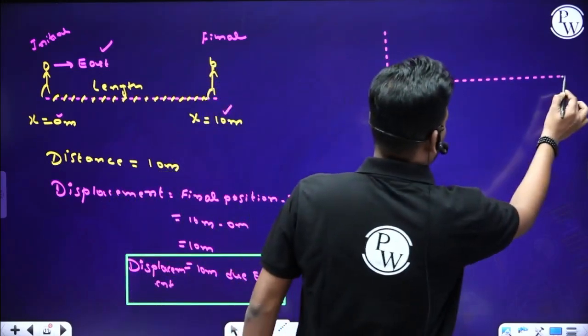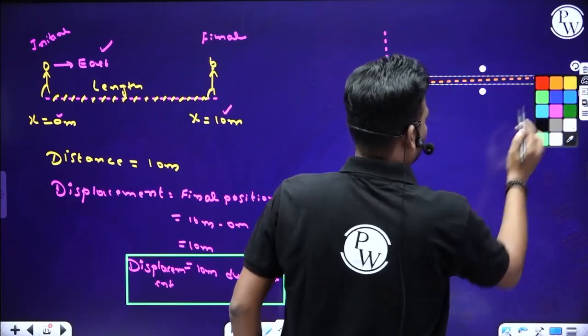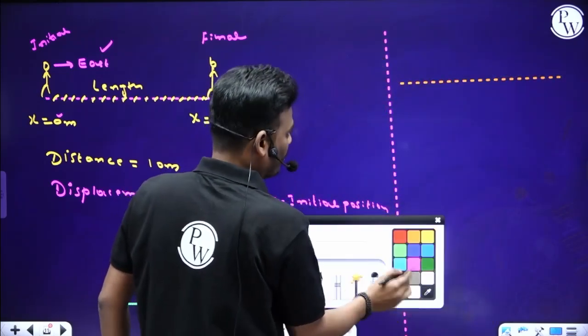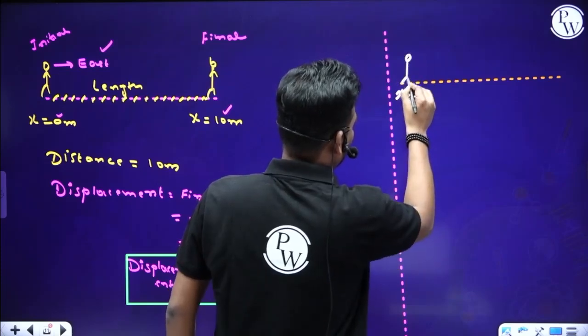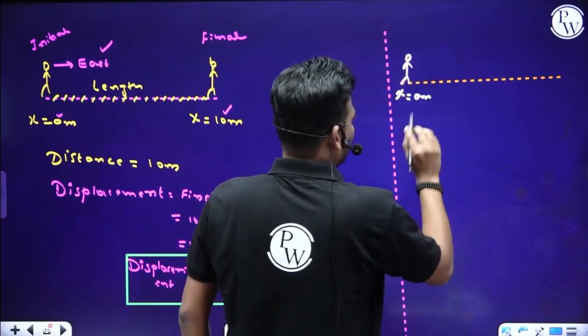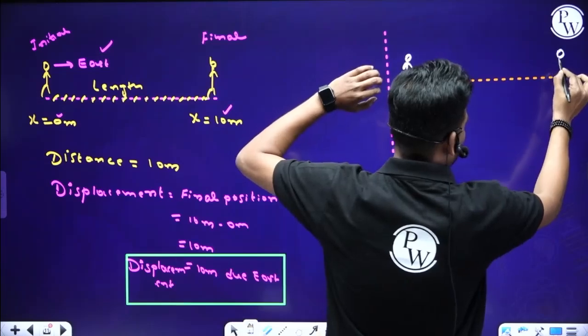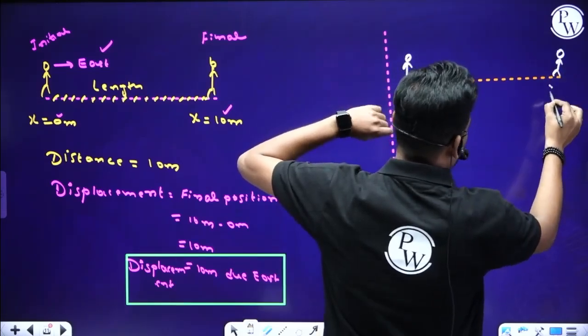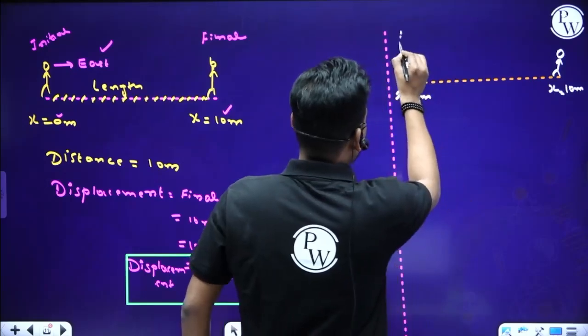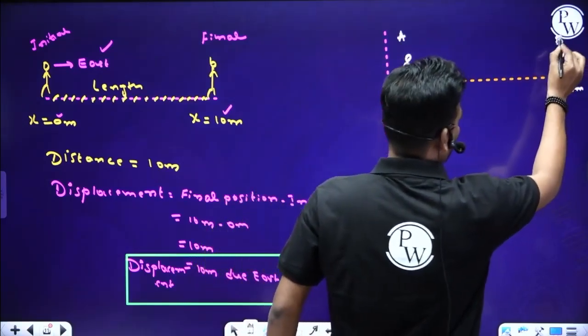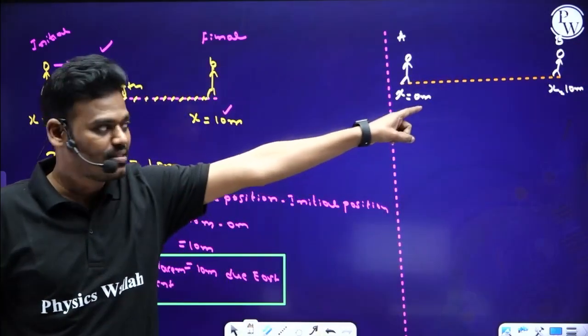So this is the path. And the body, consider x equals 0 meter. This is the body. The body has traveled a distance x equals 10 meter. Let's consider this is the A point and this is the B point.